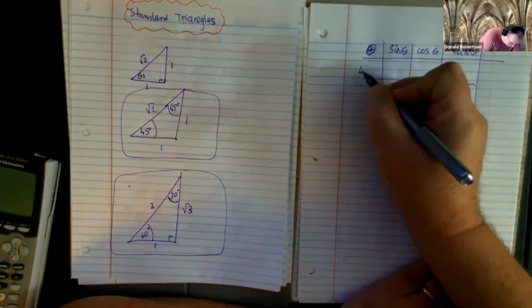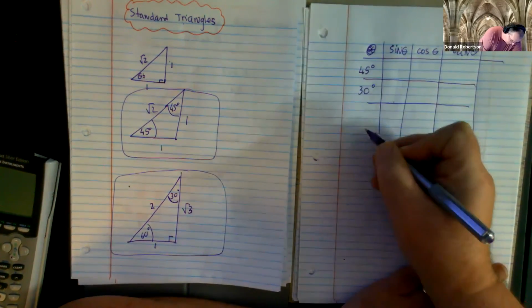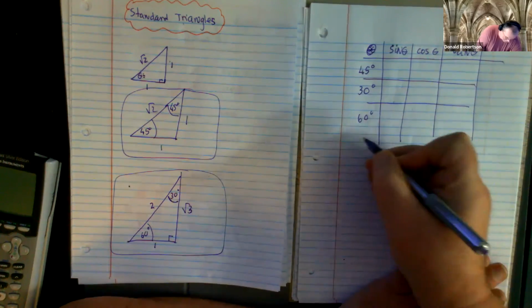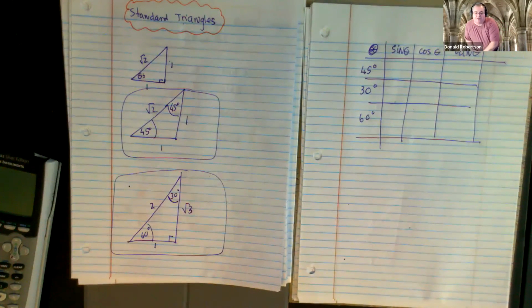So I'm going to do 45 degrees, I know it's slightly out of order, 30 degrees and 60 degrees. So I'm only going to get those. The other ones like 0 and 90 degrees, couldn't you just do those in your calculator? Because they always come out as zeros and ones normally.